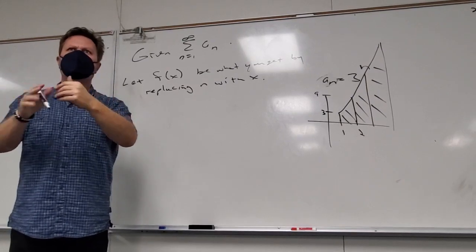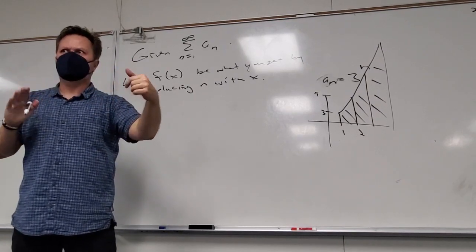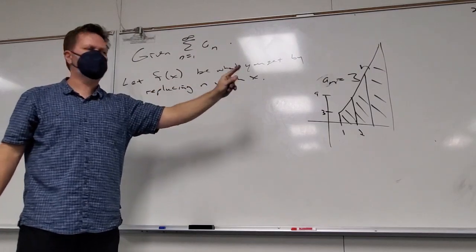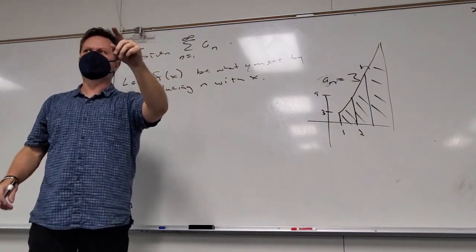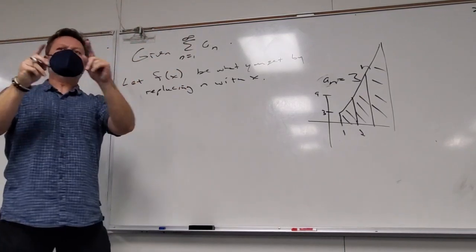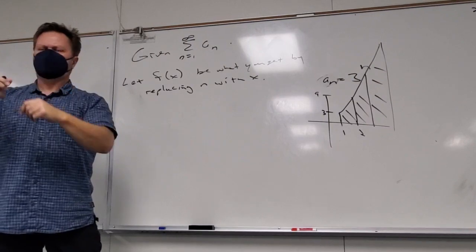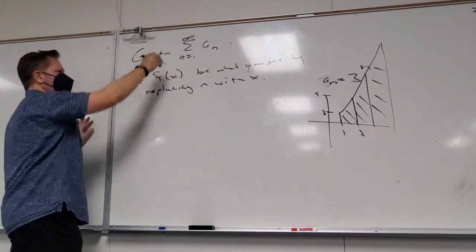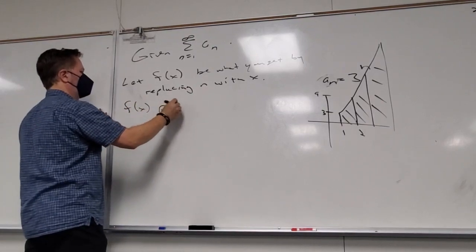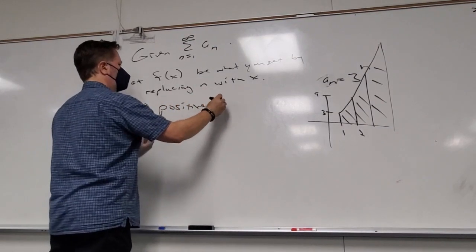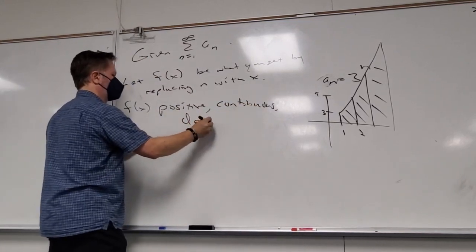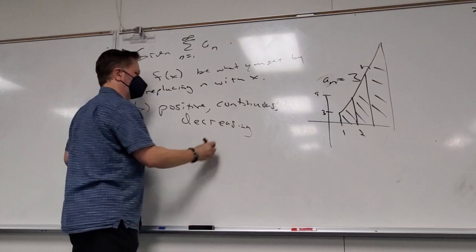Isn't the integral adding a lot more than this one actually has? You guys see that from what I've drawn? My rough picture is still good enough to see what I just said. You guys kind of with me? So the neat thing is, and there's still a little bit of proof that we have to do, but in this case, f of x needs to be positive, it needs to be continuous, and it needs to be decreasing. Those are the big three.